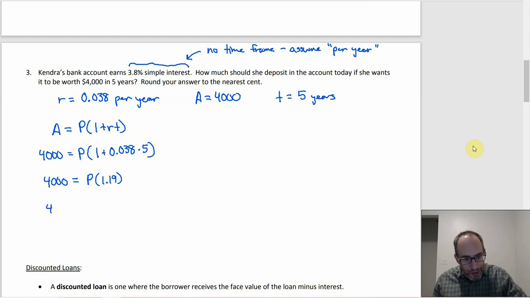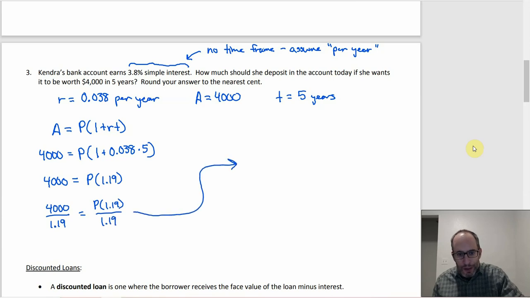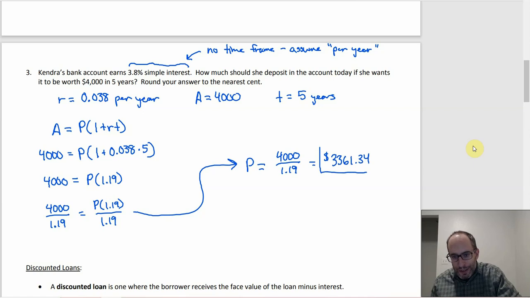And then we're solving for P, right? So we're going to divide both sides by 1.19 to get the P by itself. And so what we're going to end up with is that P is 4,000 over 1.19. And we're going to have to round, and it says to round to the nearest cent. And what you get is 3361.34 to the nearest cent. So that is our answer.